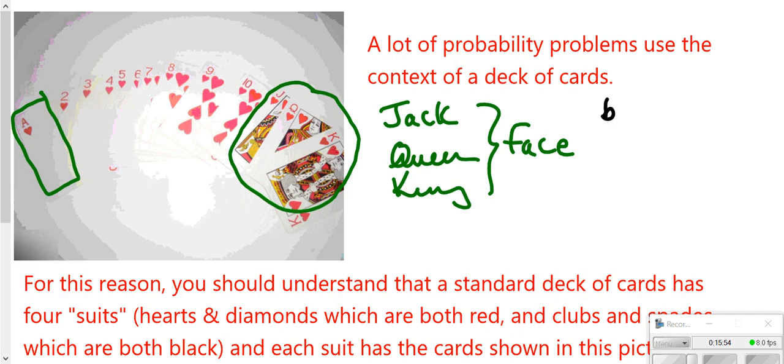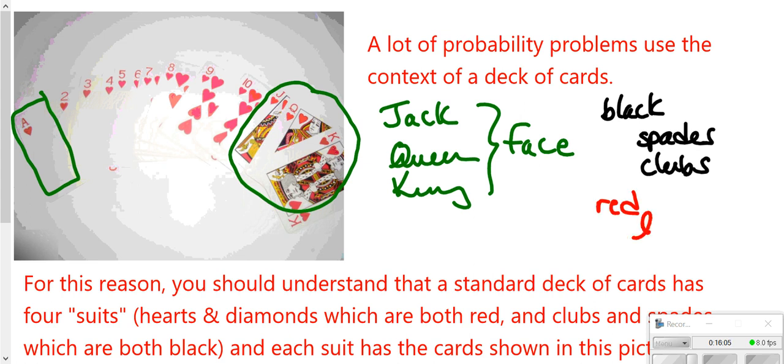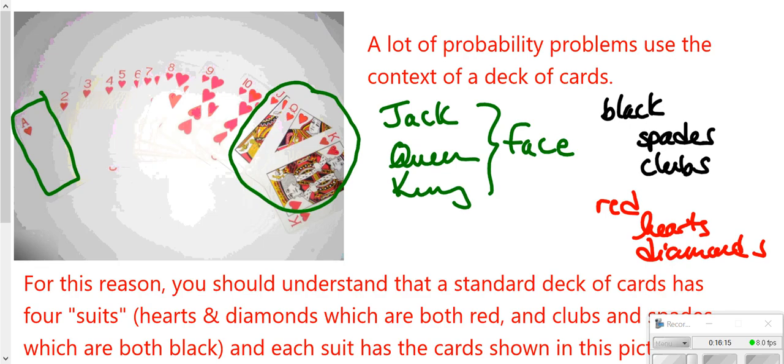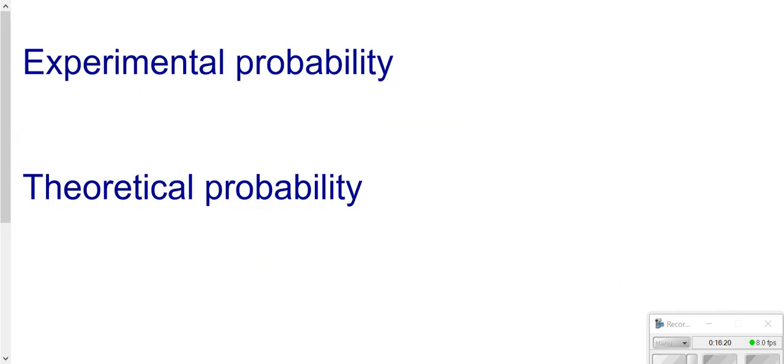There are 4 different suits. There are 2 suits that are black, called spades and clubs. And there are 2 suits that are red, called hearts and diamonds. Now, you should just have some awareness of what is in a deck of cards, okay? Just because it's an easy kind of question to come up with in terms of checking your understanding.